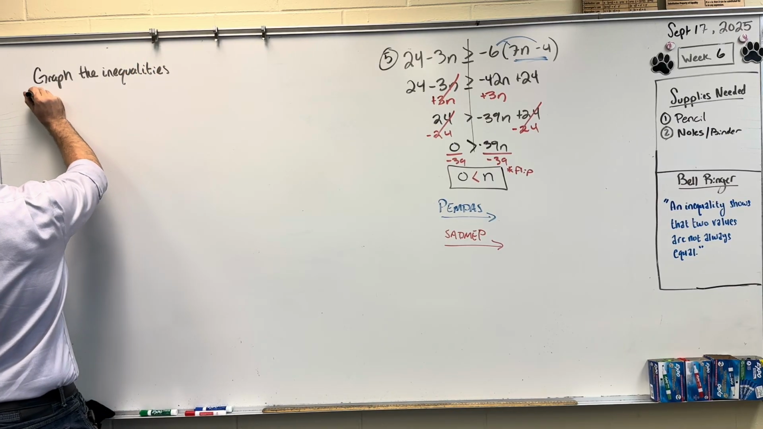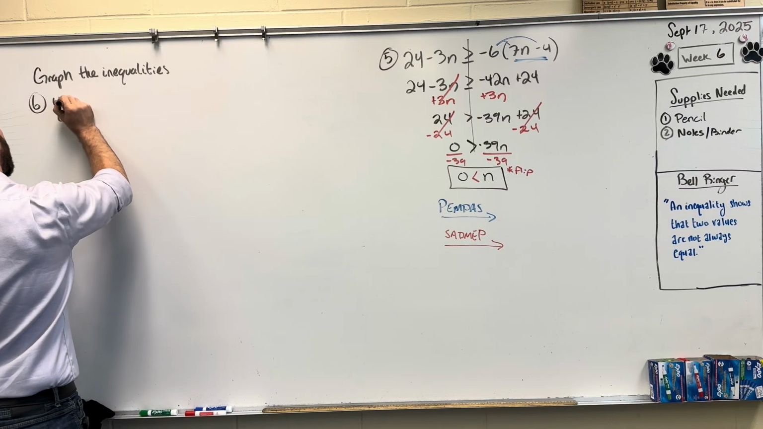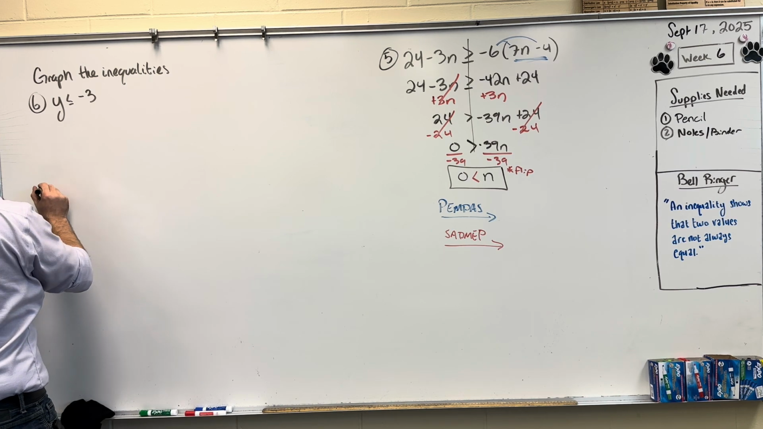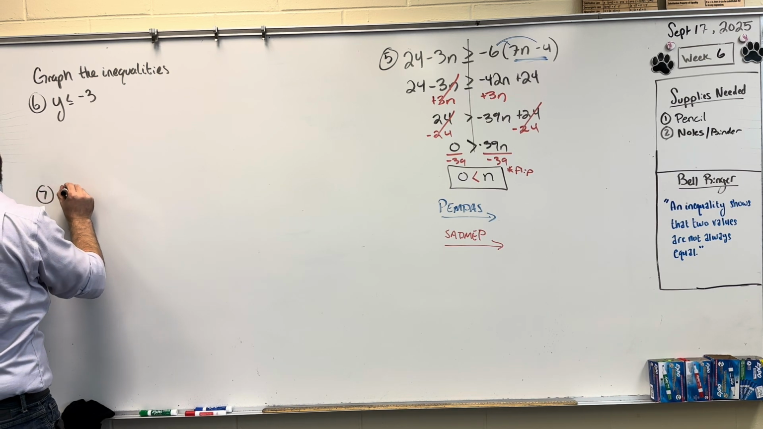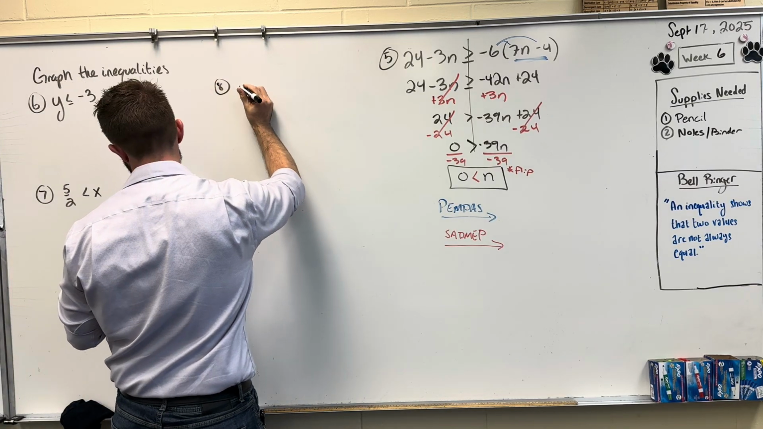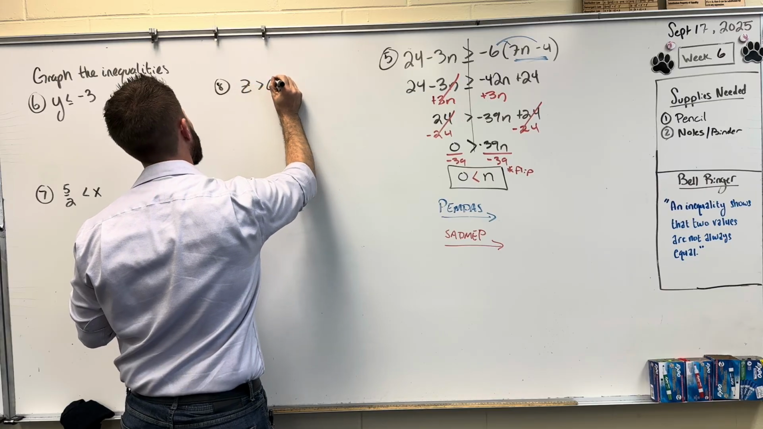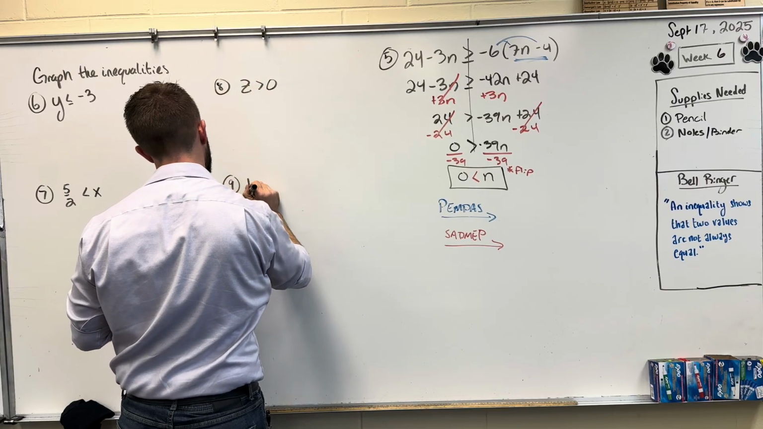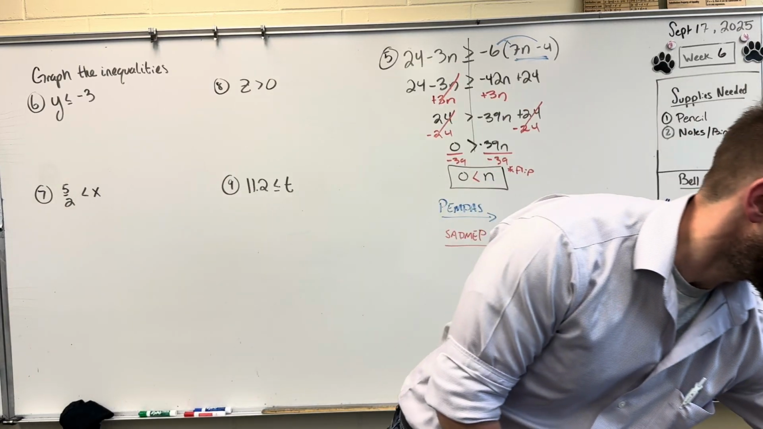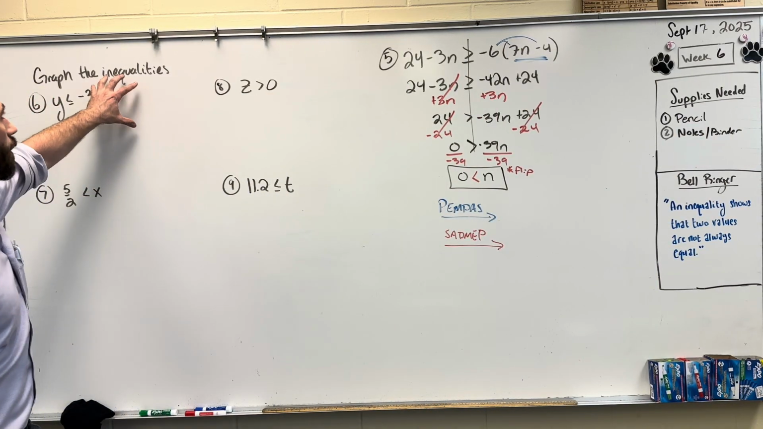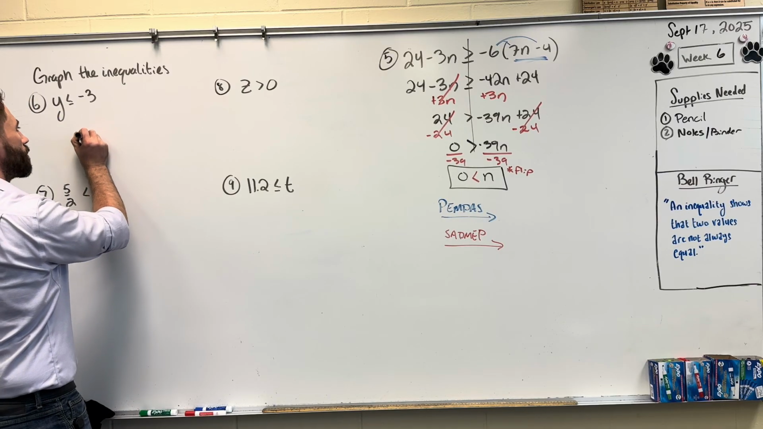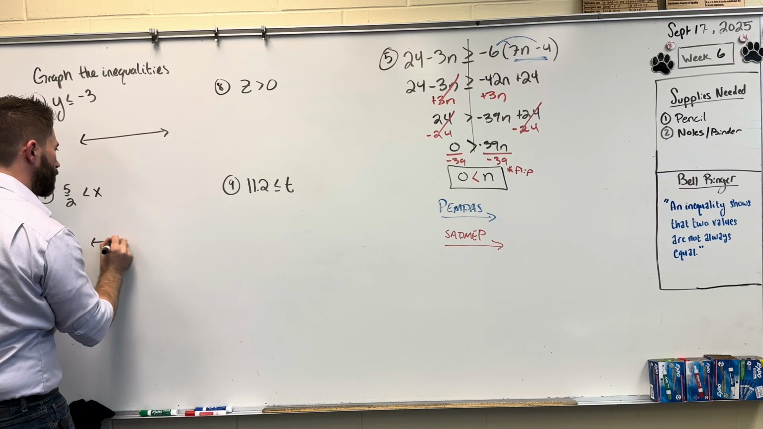So we're going to graph the inequalities. We have 6, which is y is less than or equal to negative 3. 7, 5 halves is less than x. We have 8, z is greater than 0. 9, we have 11.2 is less than or equal to t. Okay. Now, when we graph inequalities with one variable, the number one thing that we're going to be doing is graphing them on a number line. So let's go ahead and draw a couple number lines for each question.